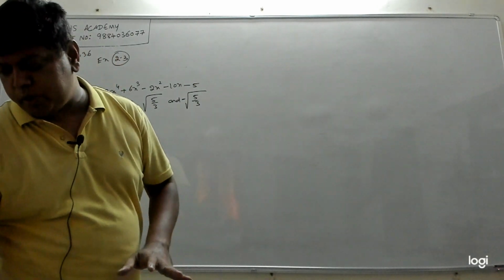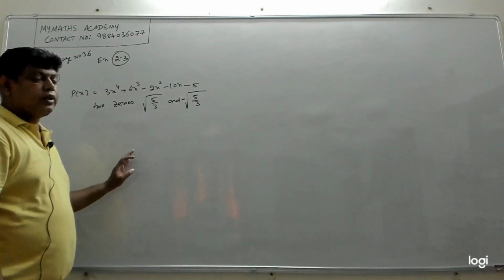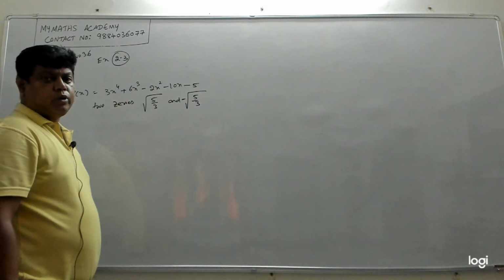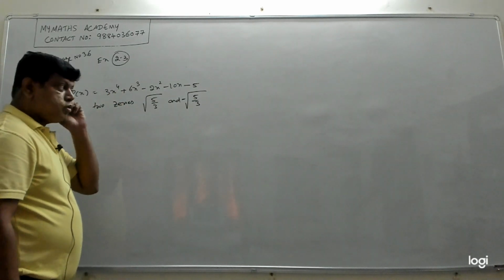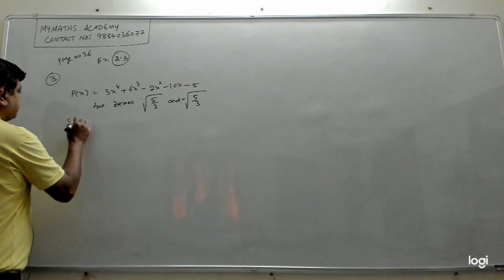This is exactly similar to example 9, which I did in the previous video. Now two zeros are given. We have to find the remaining two zeros. So maximum this polynomial will have 4 zeros because degree is 4. So solution is, so we know.